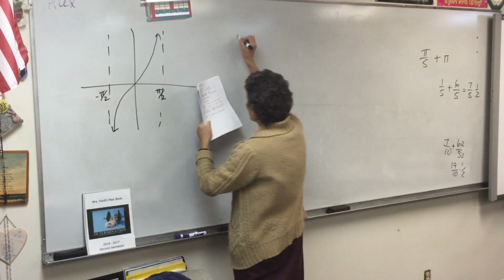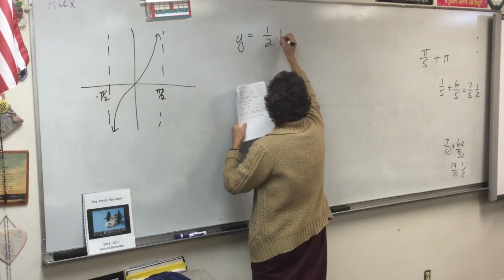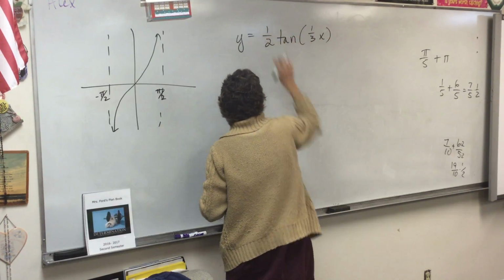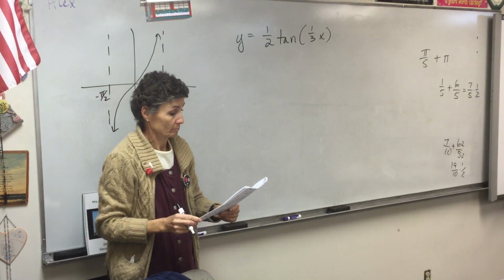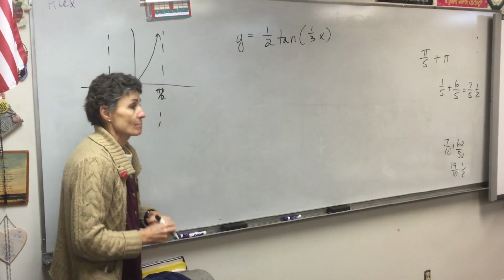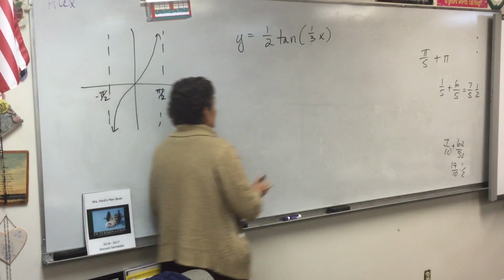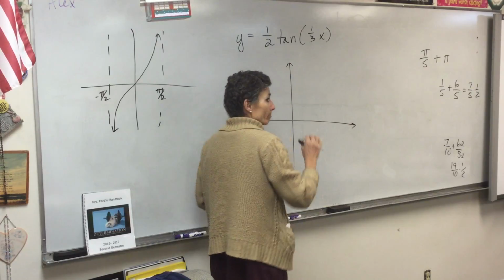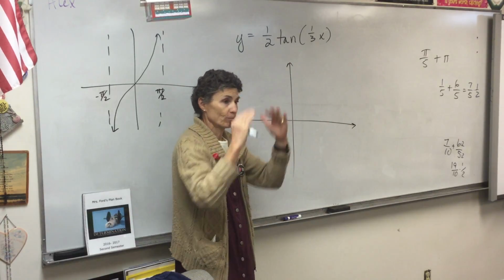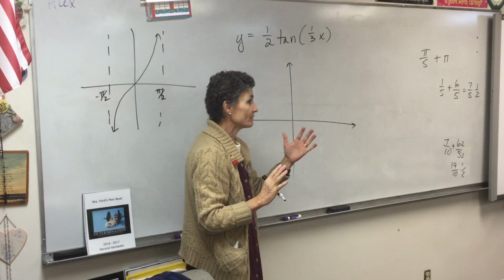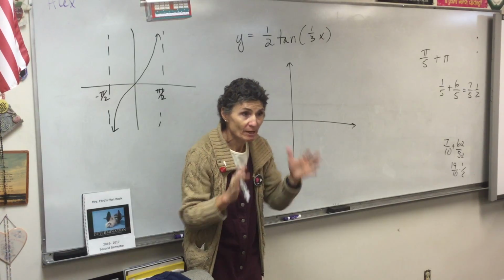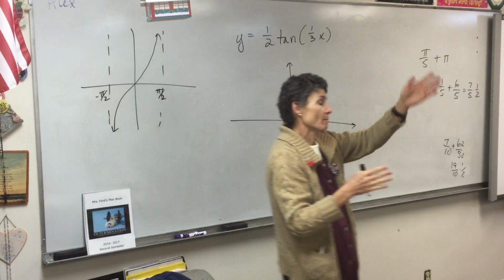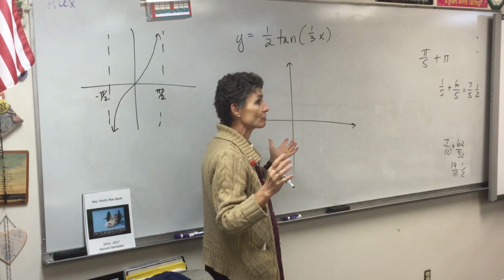All right, so we are sketching 1/2 tan 1/3 x. Now, has there been any shifting here? Any shifting either horizontally or vertically? Does this thing have any kind of shift? No. How do I know that? By looking at the equation, how do I know that? There's no plus or minus. Thank you, Jared. Nothing's been added or subtracted.